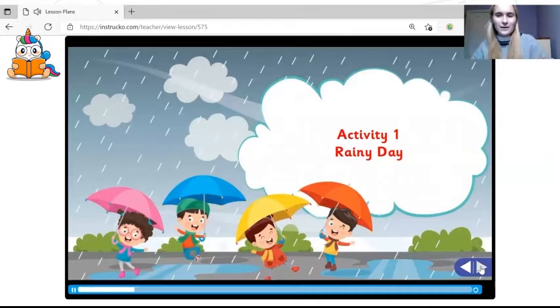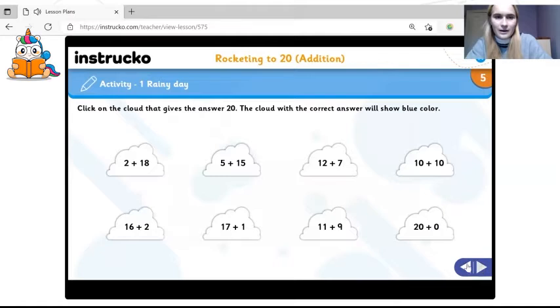Okay, so we have our first activity, which is called rainy day. In this activity you have to click on the cloud that gives the answer 20. The cloud with the correct answer will show the colour blue. I'm not going to go through every activity, but as an example, look, 2 plus 18 equals 20. So if we click on the cloud, it turns blue. That means that it is the right answer. And we can continue doing this for the rest of the activity.